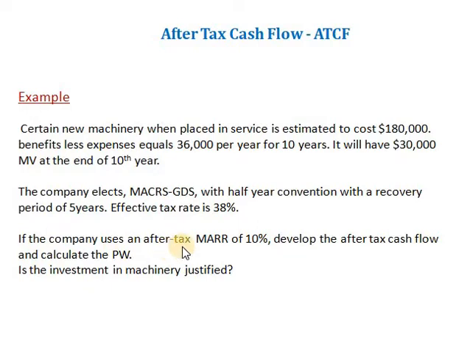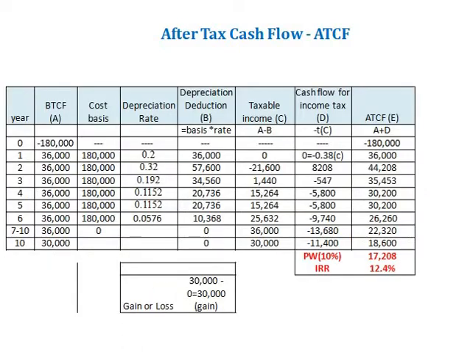If I'm using an after-tax MAR of 10%, here the after-tax MAR was given, okay? But if I just tell you that the MAR is 10%, then you will have to change it into the after-tax MAR, unless I tell you that this is right away the after-tax MAR. You have to develop the after-tax cash flow and calculate the present worth. After calculating the present worth, you will have to decide, is this investment justified or not? So I will start with the table.